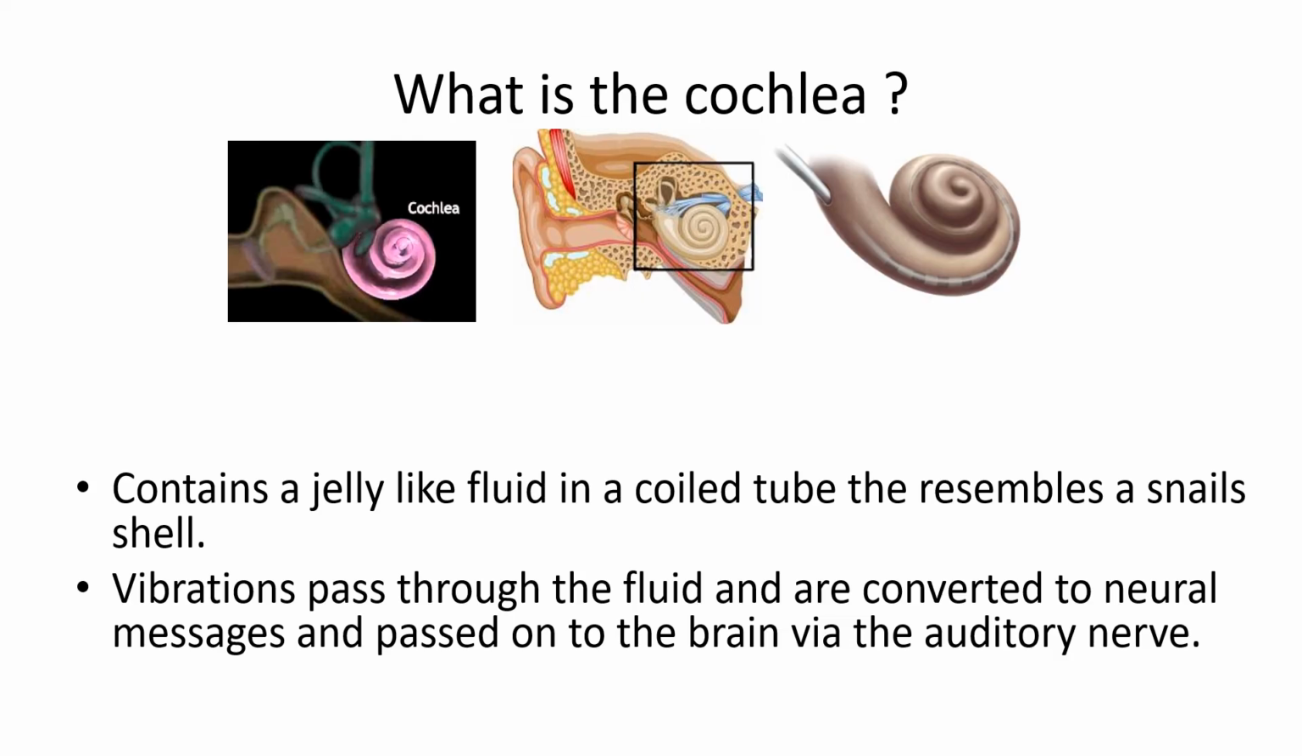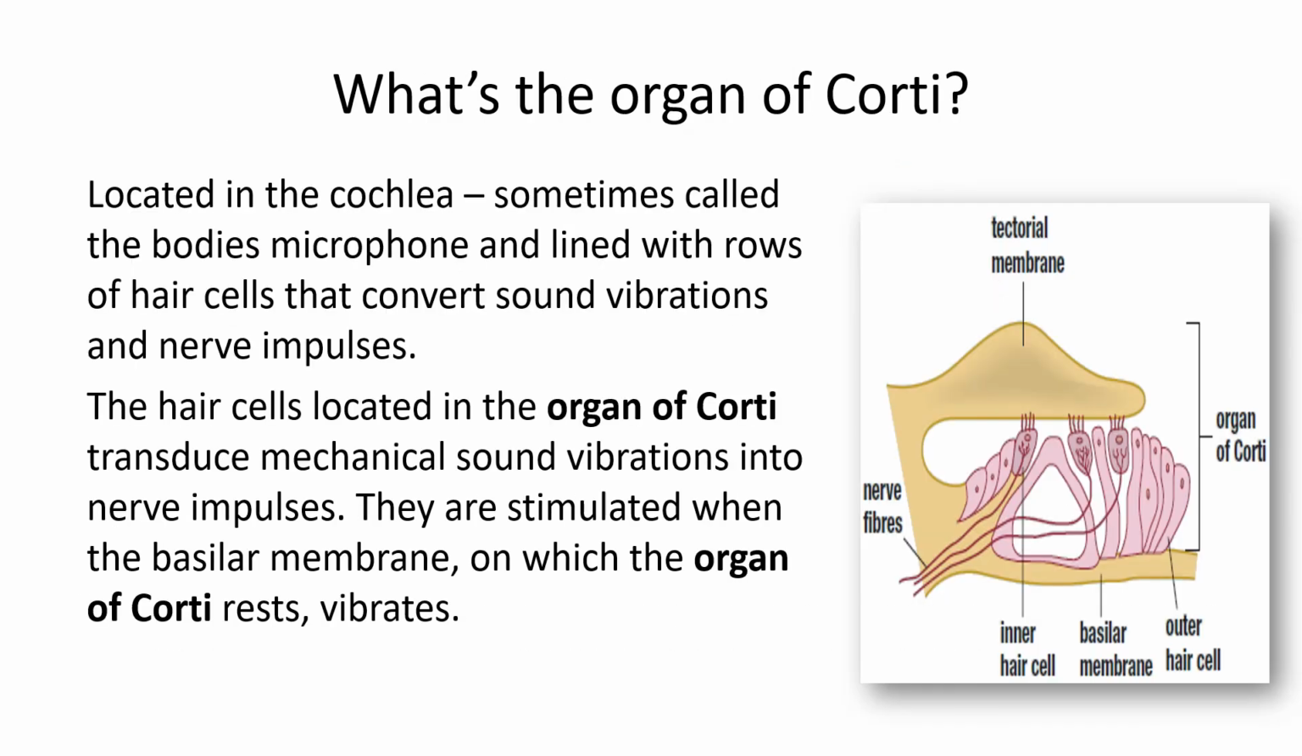So here is the cochlea, the snail-looking creature. It contains jelly-like fluid in a coiled tube. Vibrations pass through the fluids and are converted to neural messages and pass to the brain via the auditory nerve. Within the cochlea is the organ of Corti, and this is basically the body's microphone. It's lined with rows of hair cells that help to convert sound vibrations into nerve impulses.